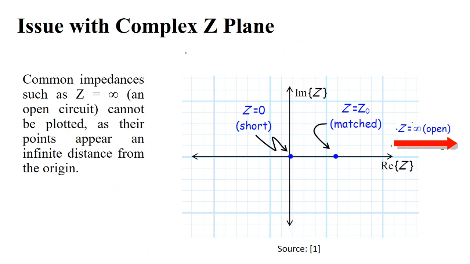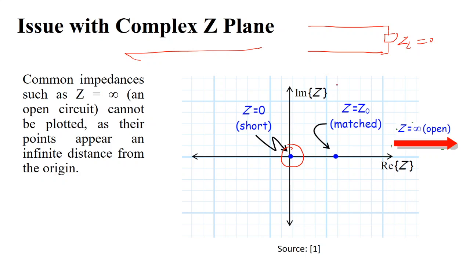Next, what is the issue with the complex Z plane? For example, you have a transmission line that is short circuited, so these two points are connected. Generally you put the load ZL here. Now if ZL equals zero, it means it is short circuited. ZL equals zero means R is zero and X is zero. This will be the point here to represent the impedance of a short circuit line.